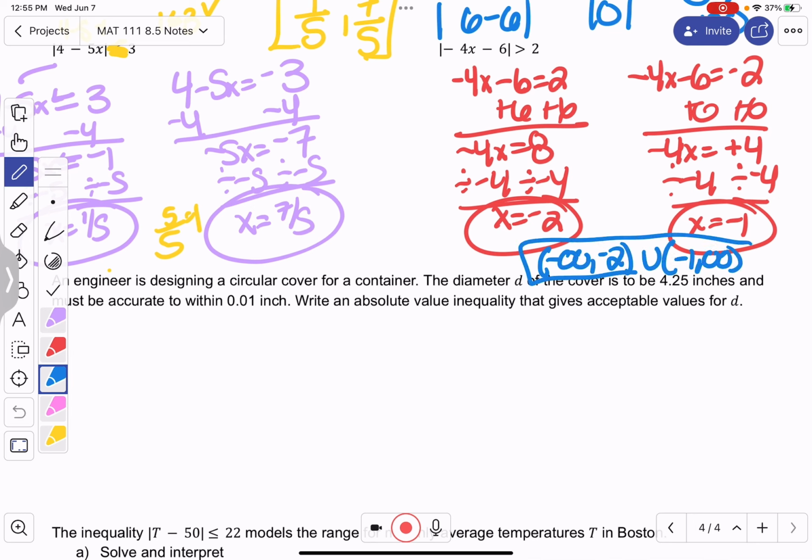So the temperature is this red part here. That's when it's less than 22. All right, let's look at 2 more.